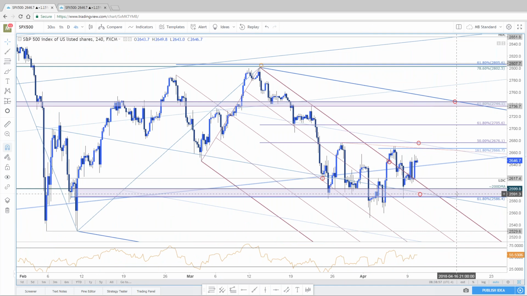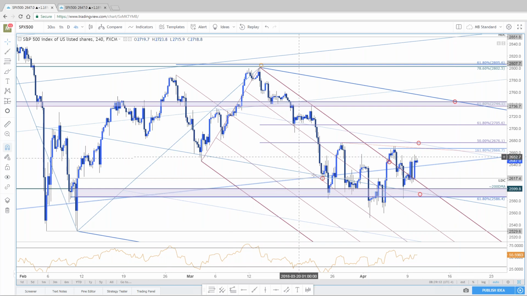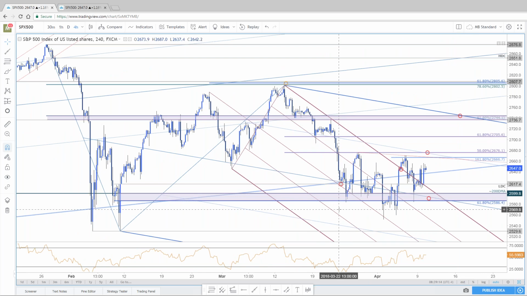But maybe some inverse head and shoulders here that would be, again, validated with a break above 26.76, and you'd be looking for a way larger recovery at that point, okay? Key support still 25.86. So know these levels in the SPX. Any questions on broader risk or any other asset markets for that matter?